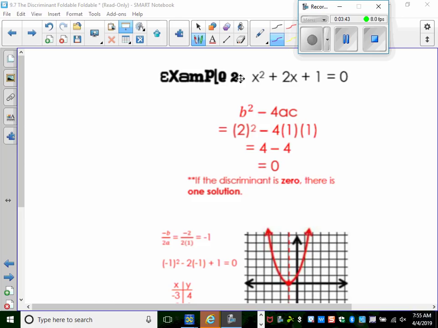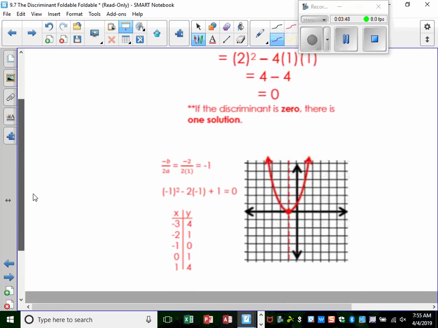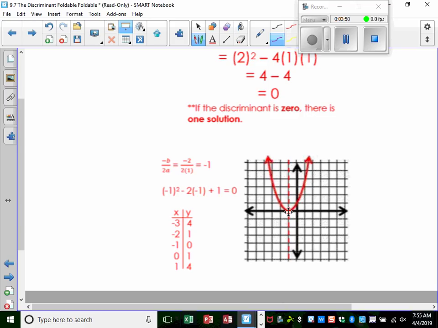All right, so if you have 1 solution, that means that your vertex is sitting right on the x-axis. Okay, so you can just go ahead and copy this table. I know you guys already know how to make a table because it was on your last quiz, so you can just go ahead and copy the table, plot the points, and make your graph. Okay, so I'll stop and give you a chance to do that.